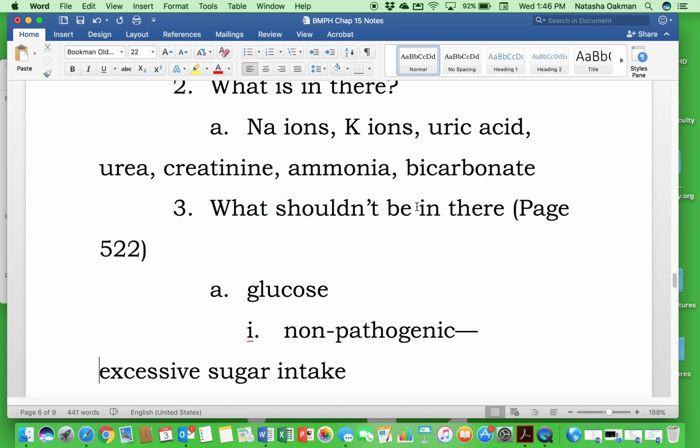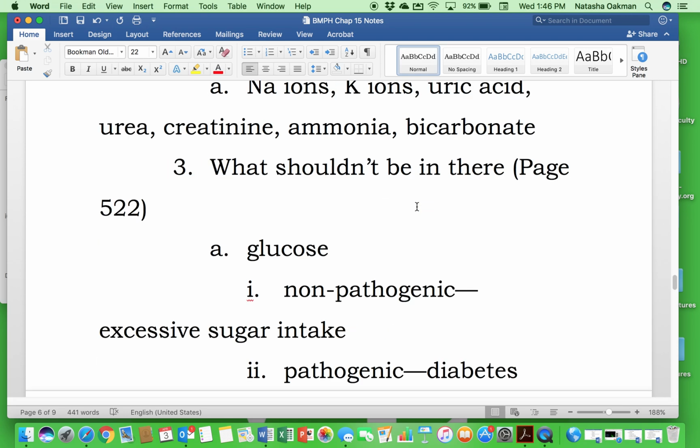But if that doesn't work out, we have to get rid of some of it. So if there's too much, if you have excessive sugar intake, and the pathogenic would be diabetes. So if there's glucose in the urine, you might have heard of people who were diagnosed with diabetes through their first inclination, of course, is that they have to urinate a lot, and then that urine, if it contains glucose, there you go.